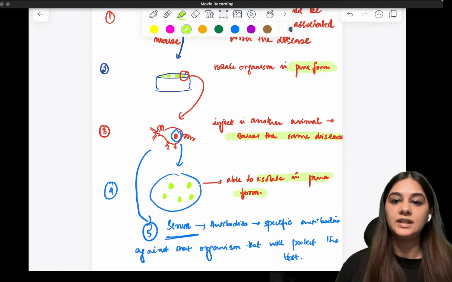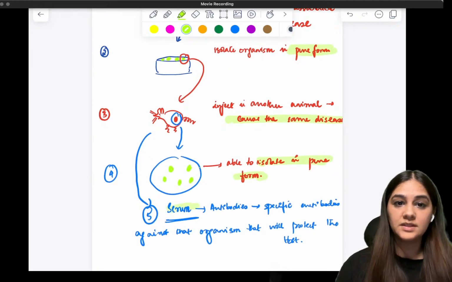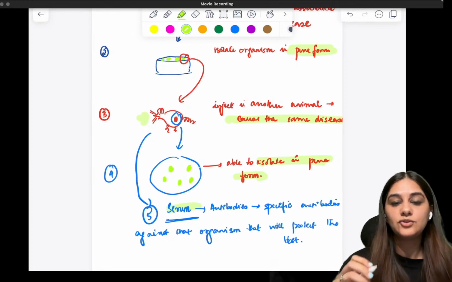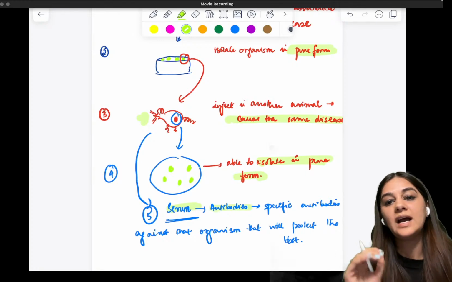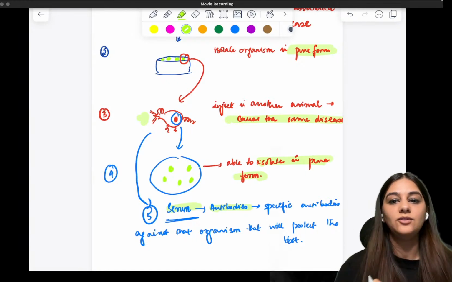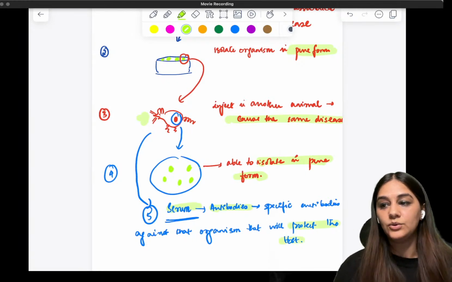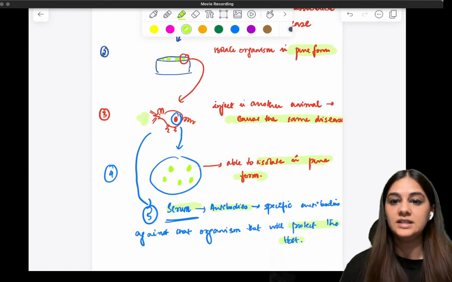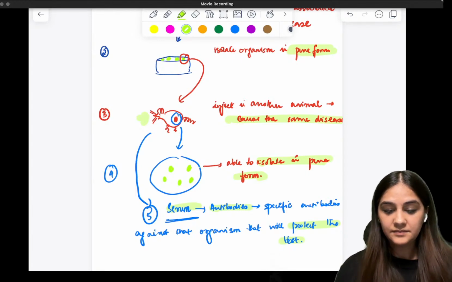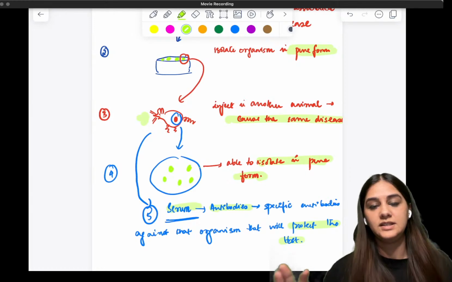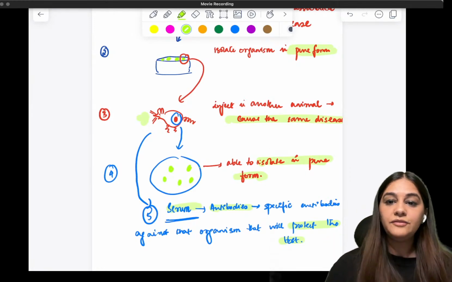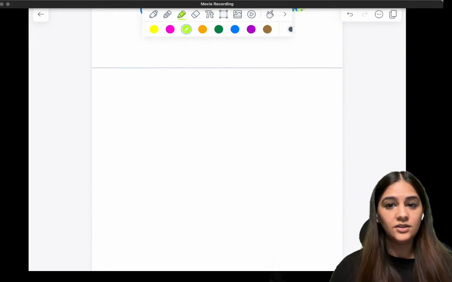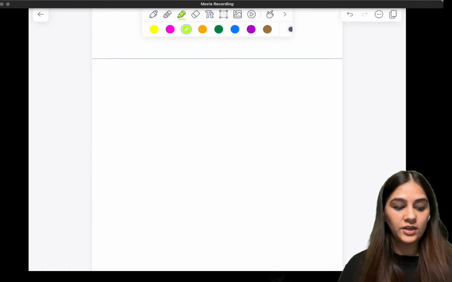And then the fifth postulate that was added is that if I take serum from this infected person, what is going to happen? I'm going to check for the antibodies, and they should have specific antibodies against that organism that will protect the host, right? So these are actually the five postulates that Robert Koch gave us, right? And we were believing his Koch's postulates till few scientists came up, and they said that no, it's not about the organism, right? So what did they say?